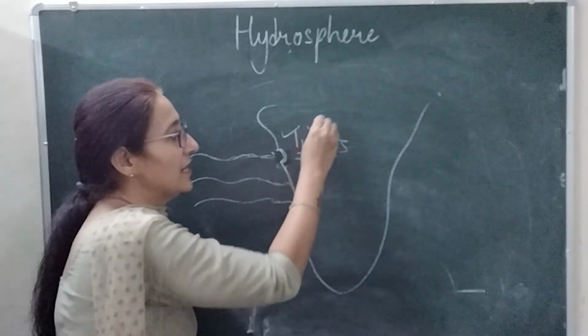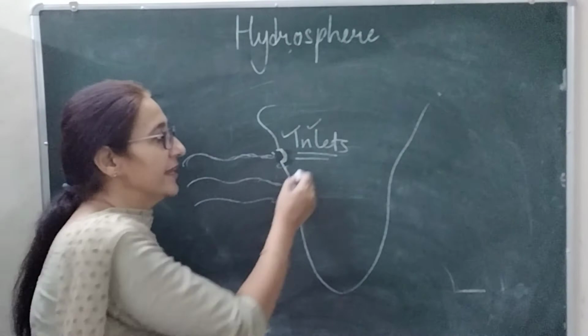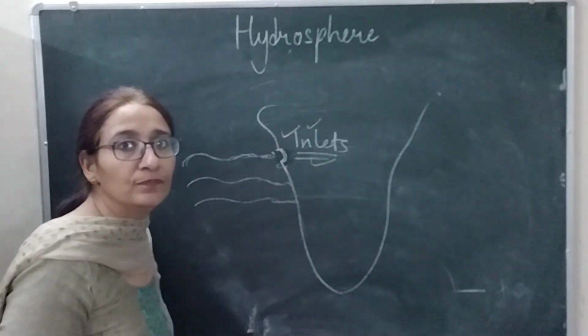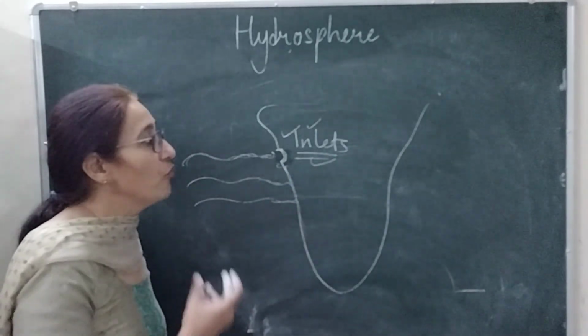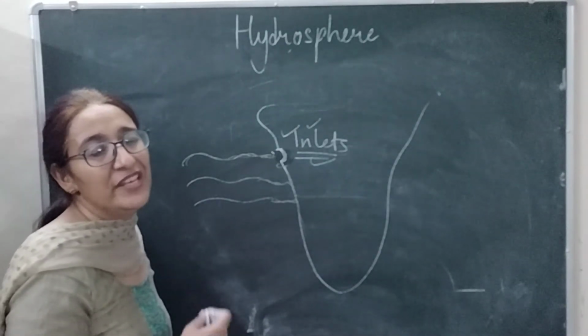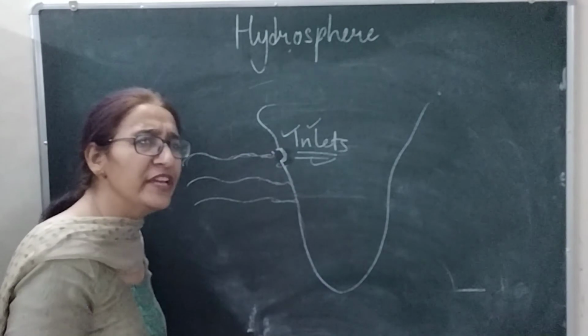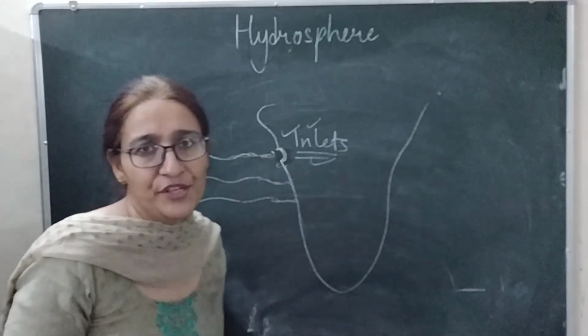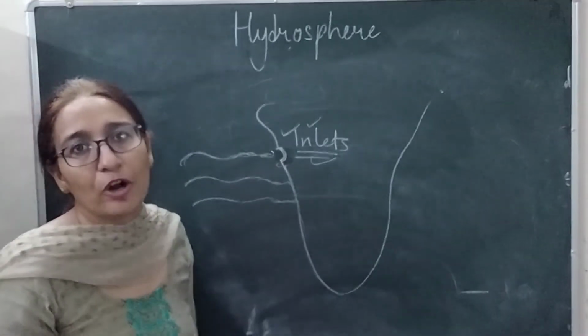So we can say an inlet is considered as a landform, and we fix the turbine machine here, and with the help of these turbine machines we can produce tidal energy. So this is the second importance.